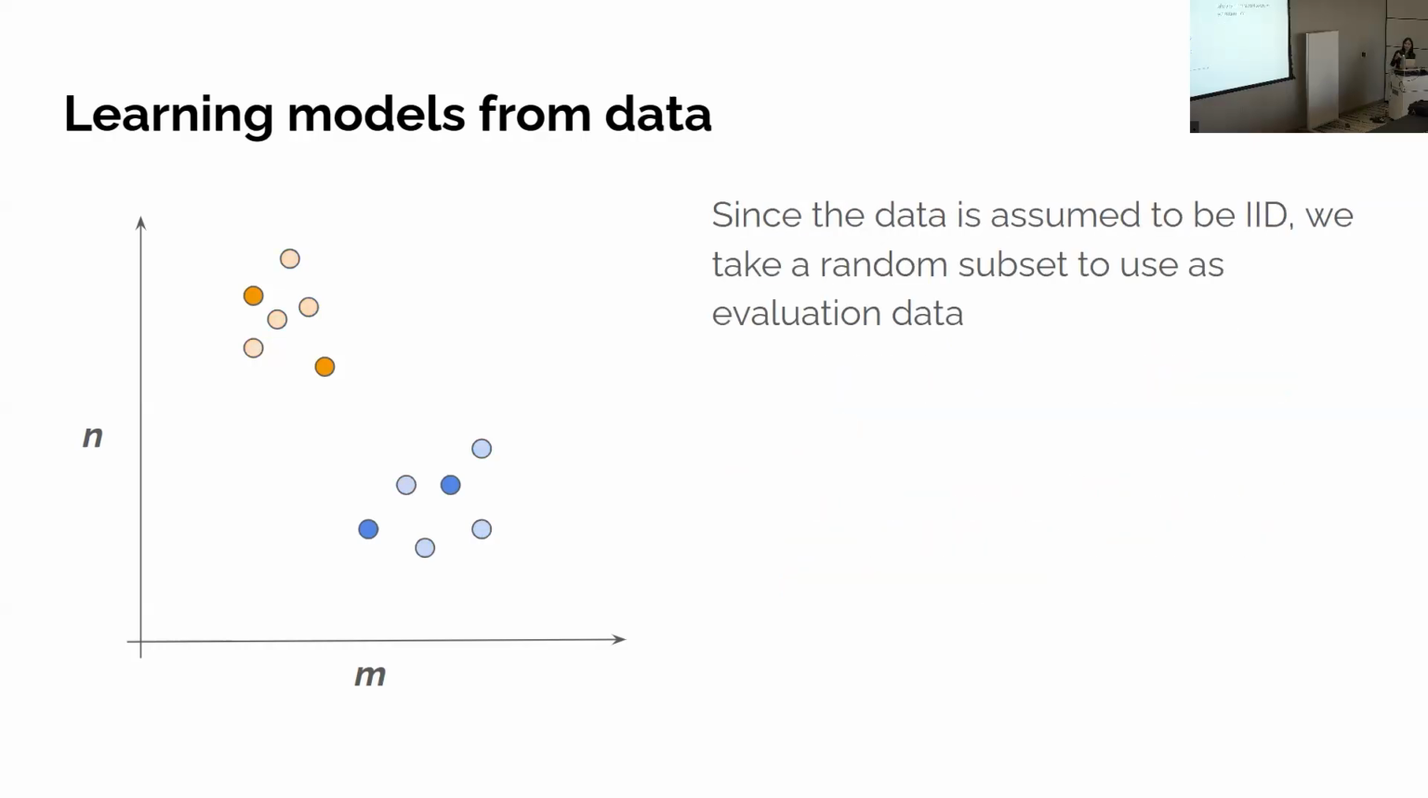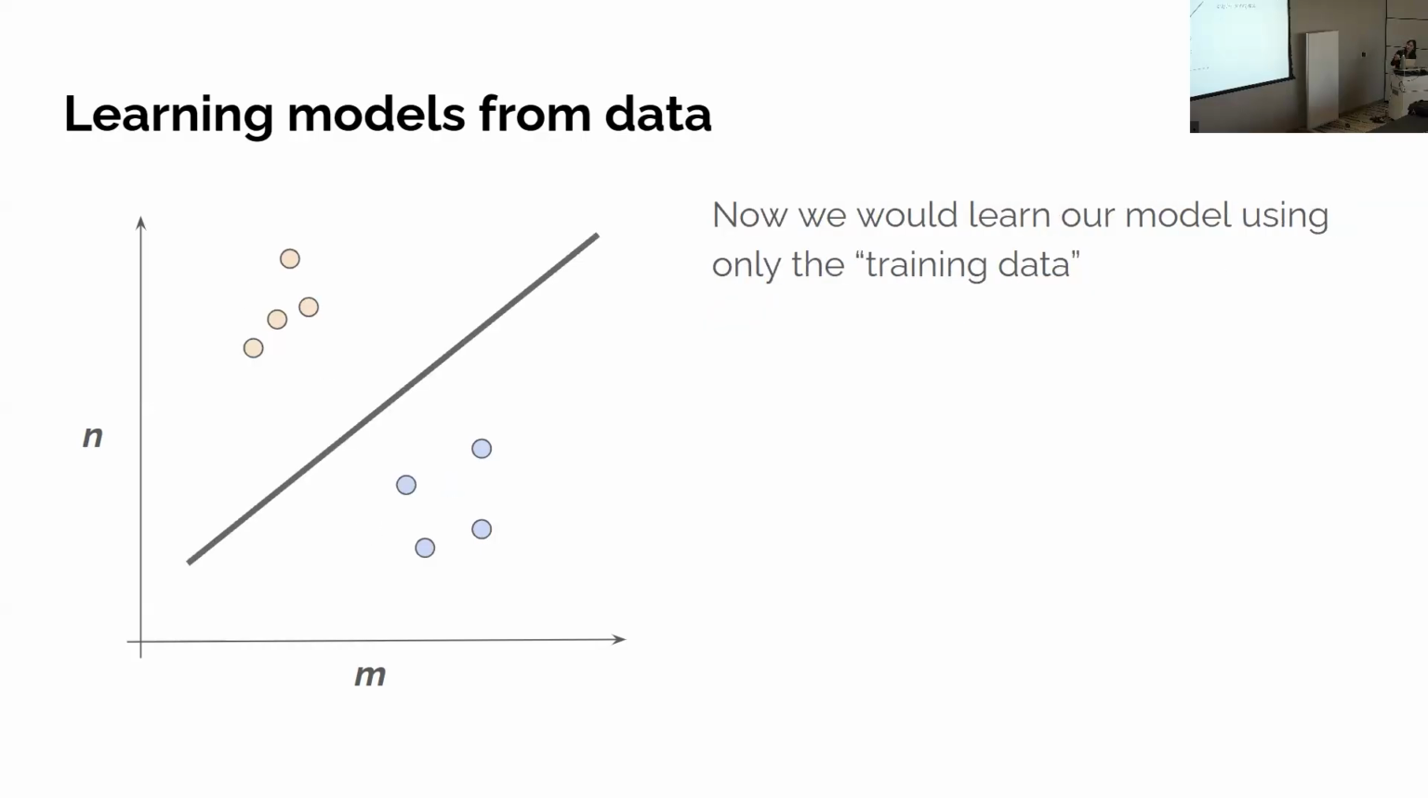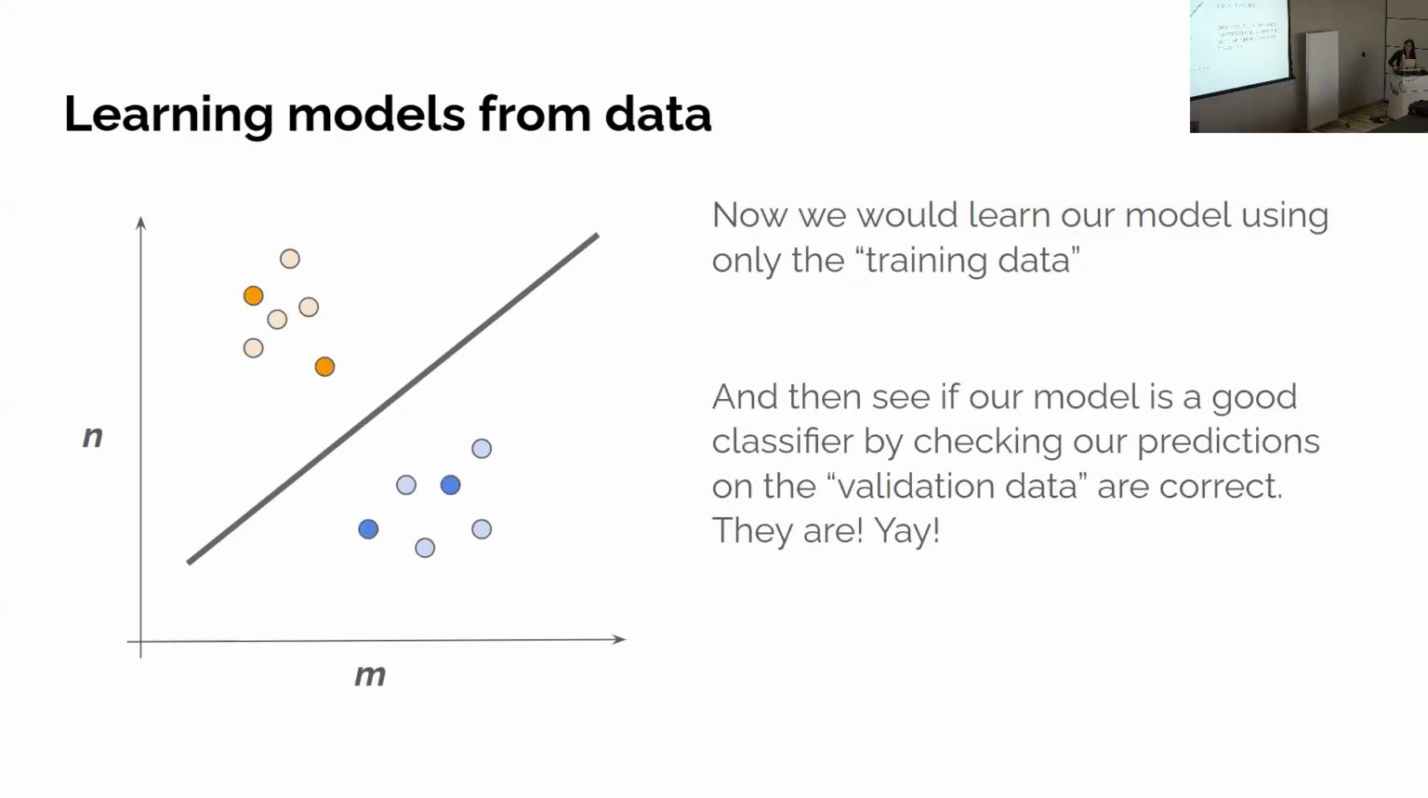And here is an example of what that subsetting means. So we have this entire data, and because the data is assumed to be IID, we can subset it pretty randomly. So you subset it randomly, and then you use some of it as training data and the rest of it as evaluation data. You want to use more of it for training and less of it for evaluation, typically. And then here's one example of what model you would learn using only the training data. And then you would see if that model does well by checking your predictions against the evaluation data that you have set aside. So in this particular case, on our validation data, our model is able to classify them correctly, which is what we want, and it's a good model.